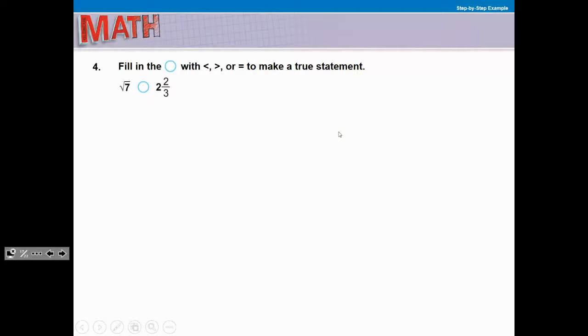Next we are going to fill in less than, greater than, or equal to make it true. So we have to put them into the same format here, the same notation. The easiest thing to do is to put it into decimal form. And that goes back to our essential question: why is it important to be able to write things in different forms? Well, so we can compare them. Comparing numbers is much easier if they're in the same form.